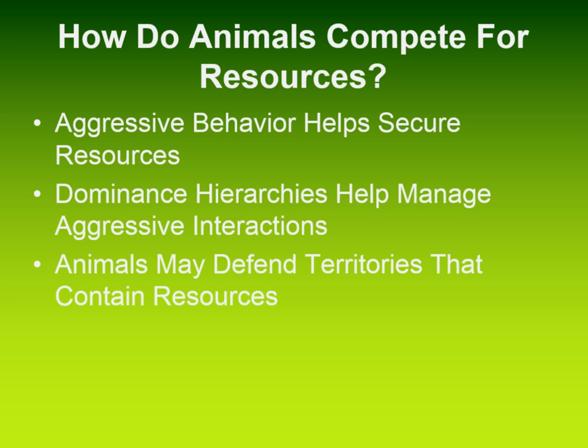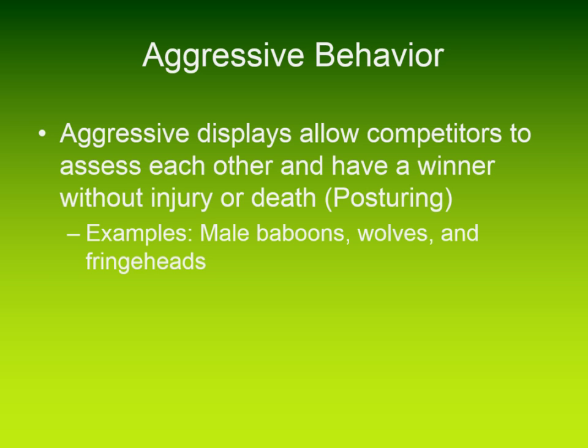Now, animals will compete for resources, whether it's intra or interspecific. Aggressive behavior will help to secure resources. Now, within the same species, dominance hierarchies really help manage those aggressive interactions, and then territories will help manage and contain resources. Now we're going to start with aggressive behavior.